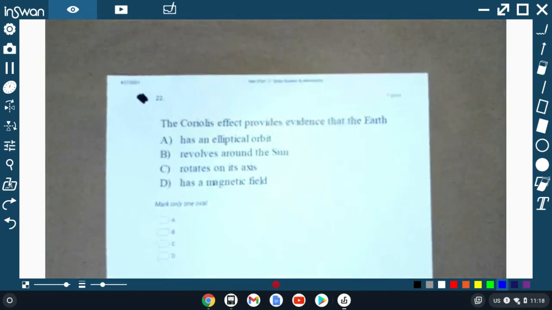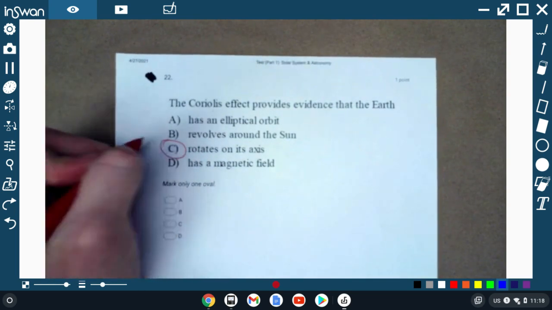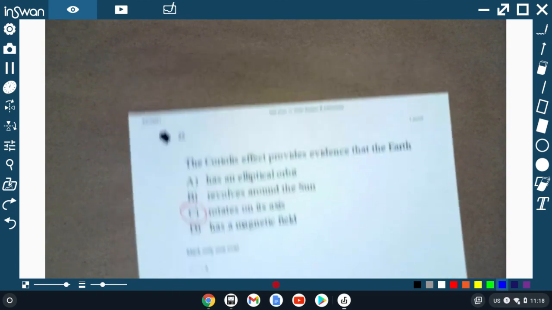22. The Coriolis effect provides evidence that Earth, again, this is directly from our notes, we had reasons or evidence for rotation and revolution. And which one is it? Well, Coriolis provides that the Earth is actually rotating on its axis. So winds would just go straight, but they are bent either to the left or to the right, depending on the hemisphere that you're in. We know we're in the northern hemisphere, so it gets bent towards the right.